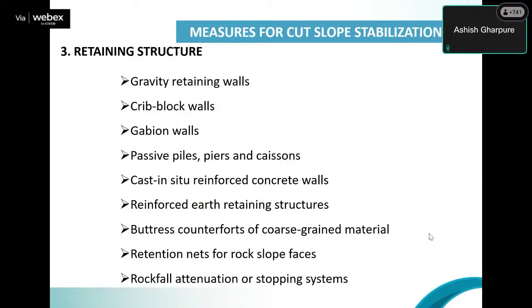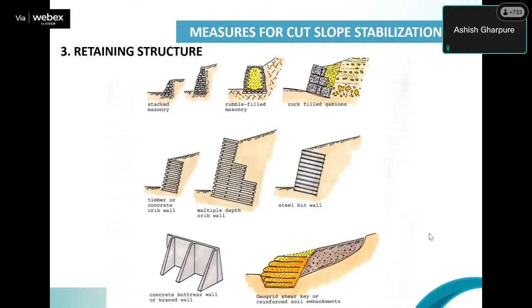Now, retaining structure, yes, sometimes we have to deal with retaining the earth as well. And there are various types of structures which can be created, whether it's gravity retaining walls, crib or block walls, Gabion walls, even piles can be used as a retaining structure. And then RCC, reinforced earth, there are various types of buttress, gravity walls, you can name them. Next slide, please. I can show some pictures or details of it.